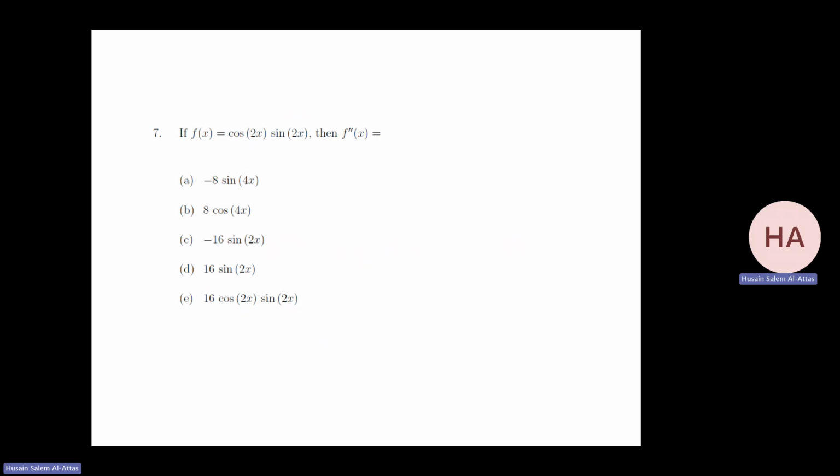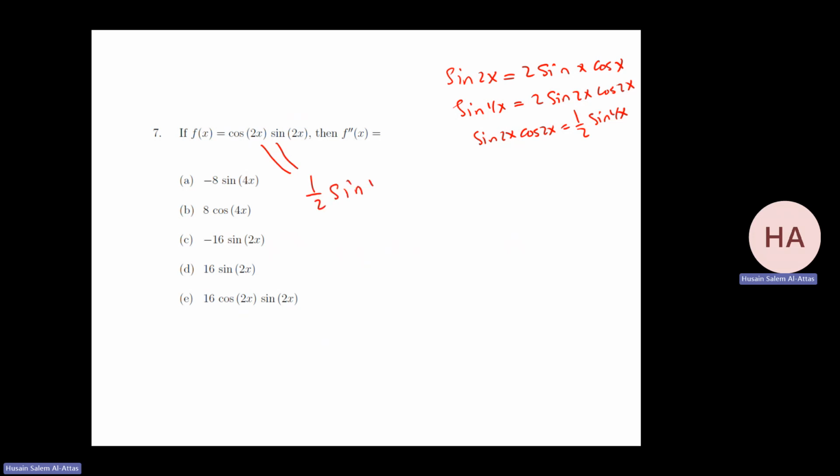If f of x equals cosine 2x sine 2x, find f double prime. You need to notice one thing. I know that sine 2x is equal to 2 sine x cosine x. So sine 4x would be 2 sine 2x cosine 2x. So sine 2x cosine 2x is half sine 4x. So this is equal to half sine 4x.